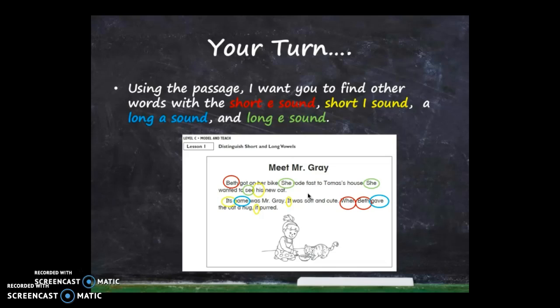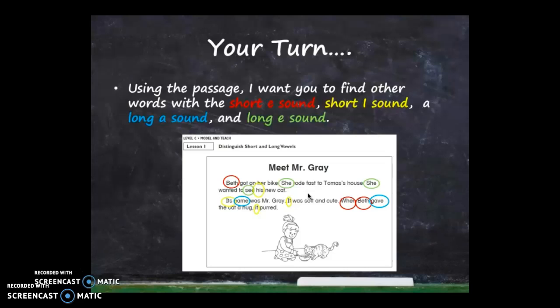Great work. Now, using the passage, I want you to find other words with the short E sound, the short I sound, the long A sound, and the long E sound. Here, I have color-coded these words. So you might want to go and get a red colored pencil, a yellow colored pencil, a blue colored pencil, and a green one, just as I had, and discuss these different vowel sounds with your learning guide. All of the words that are circled in red have the short E sound. Beth, when. Do you see how those are the short E sound?